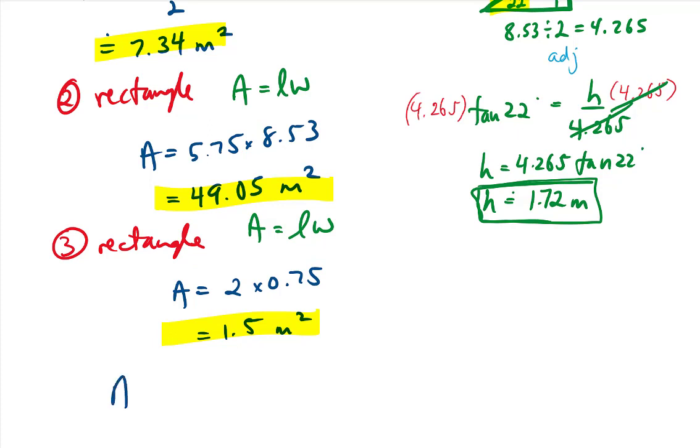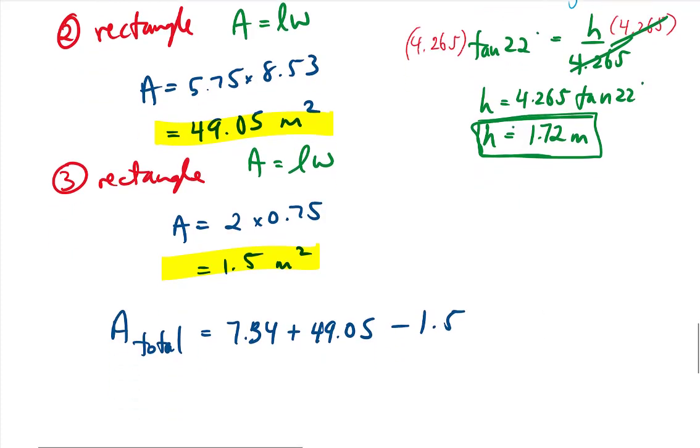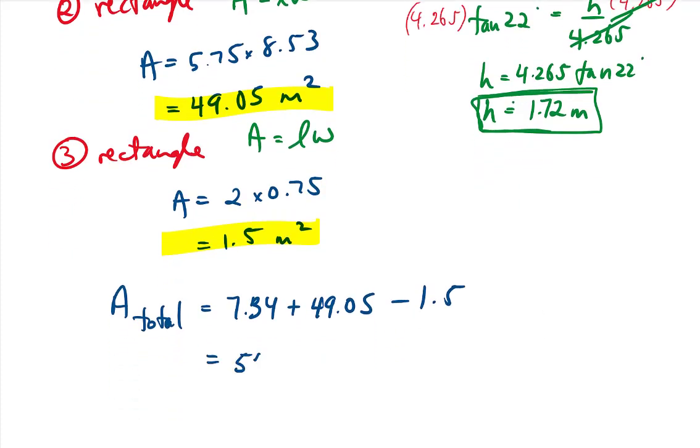So let's do that calculation. So the area total is equal to 7.34 plus 49.05 minus 1.5, which gives me a grand total of 54.89 meters squared of siding needed.